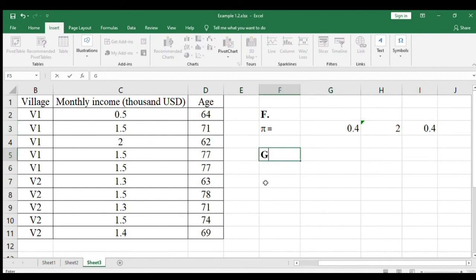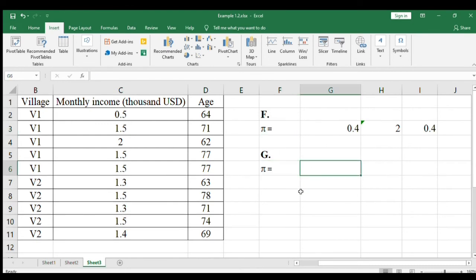And question G is the same as question F. We calculate the proportion for the people in village 2 younger than 70 years old. Because there are only 5 people, we can count 2 people in village 2 younger than 70 years old. And the proportion is 2 divided by 5, so we have 0.4. Or you can use the function countif.